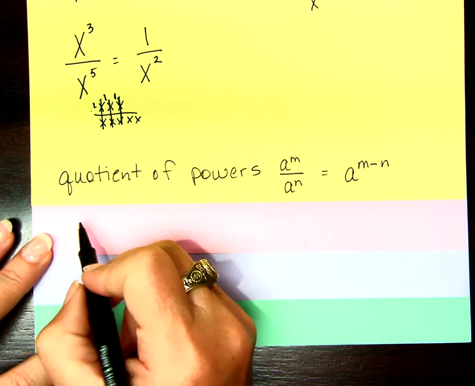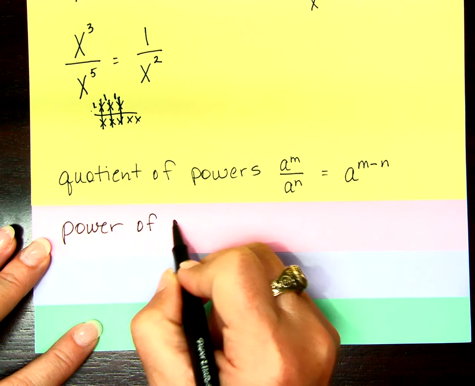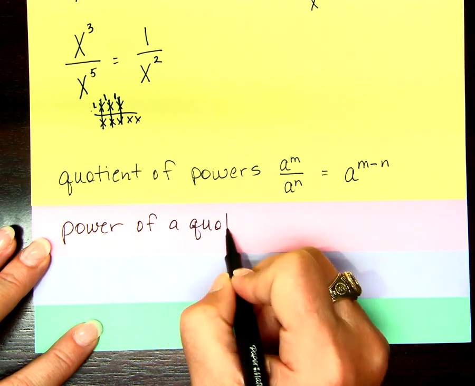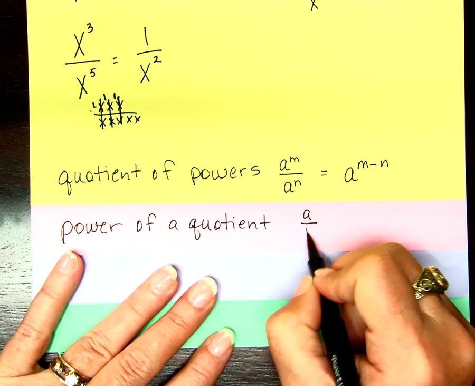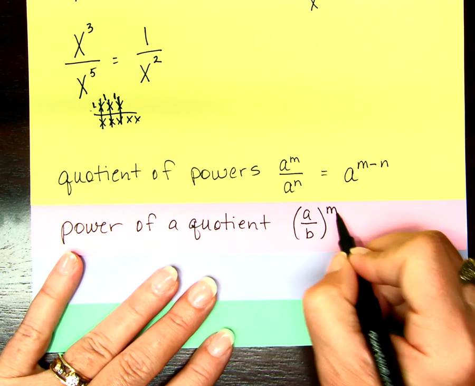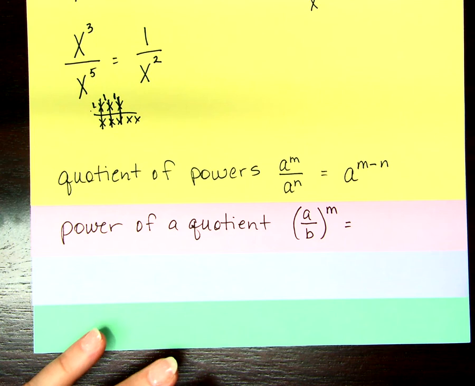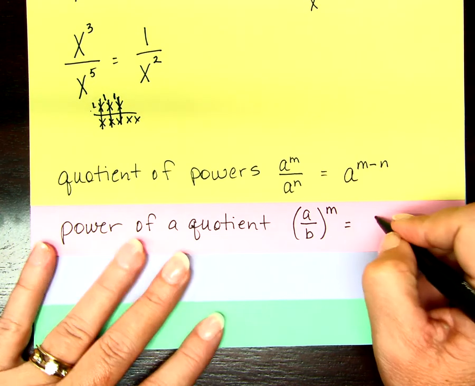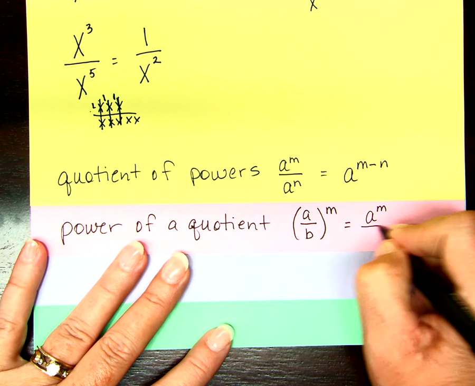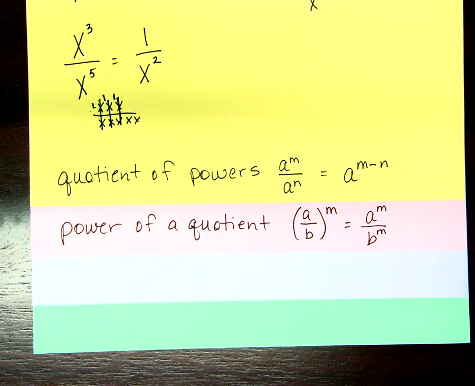Next, quotient of power is power of a quotient. So this looks like A over B raised to the m. Well, A over B raised to the m, what's being raised to the m? A and B. So I have A to the m over B to the m. Got it?